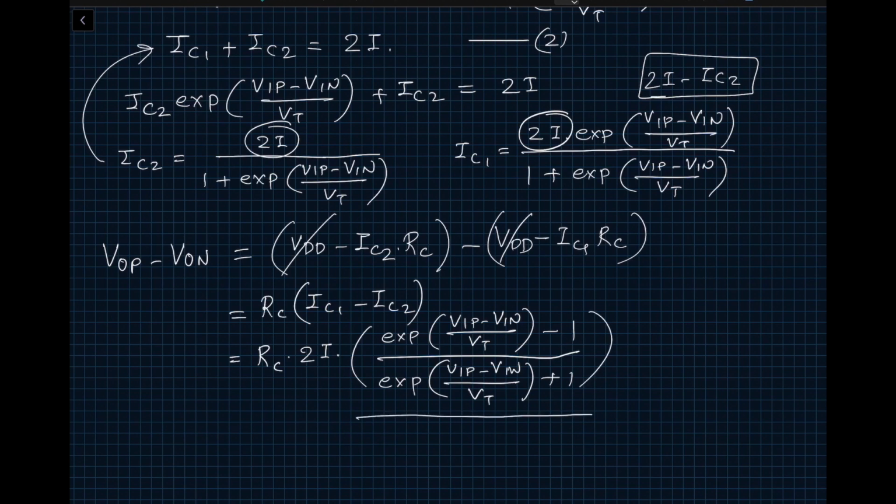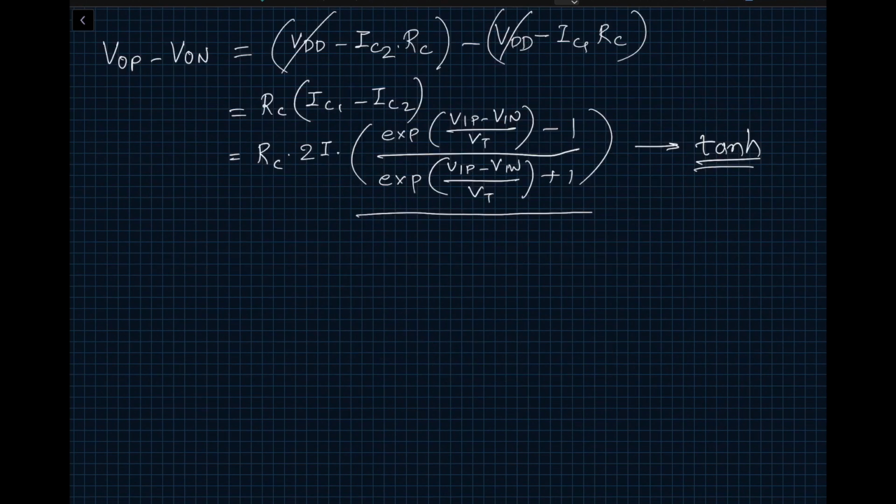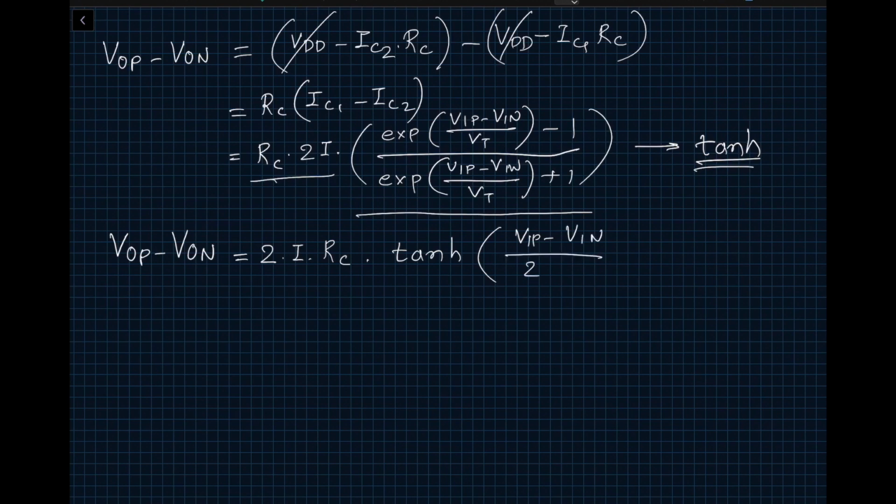What does this function look like? This function looks like a tanh function. VOP minus VON equals 2 times I RC, and this one we can say is tanh of VIP minus VIN divided by 2 times VT. So this would be the tanh function. In this particular case, as we already said, what is VIP minus VIN? That will be our differential input voltage, which is VDM.